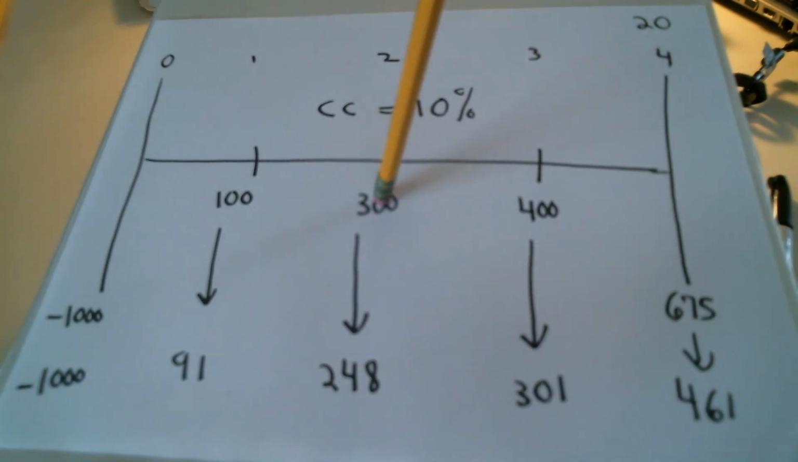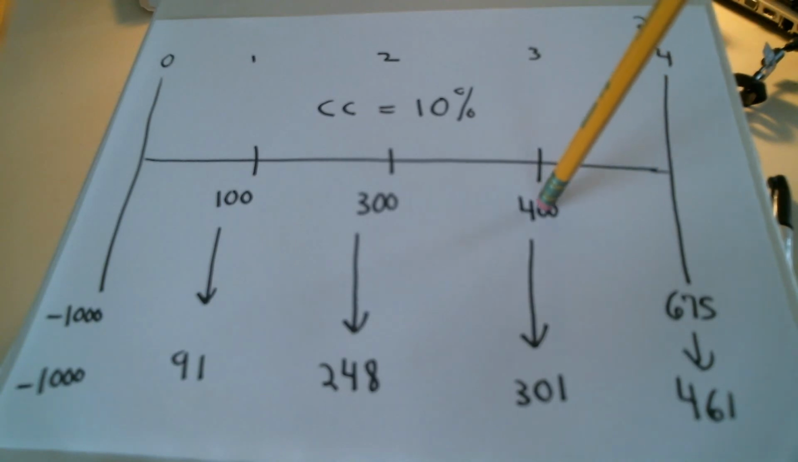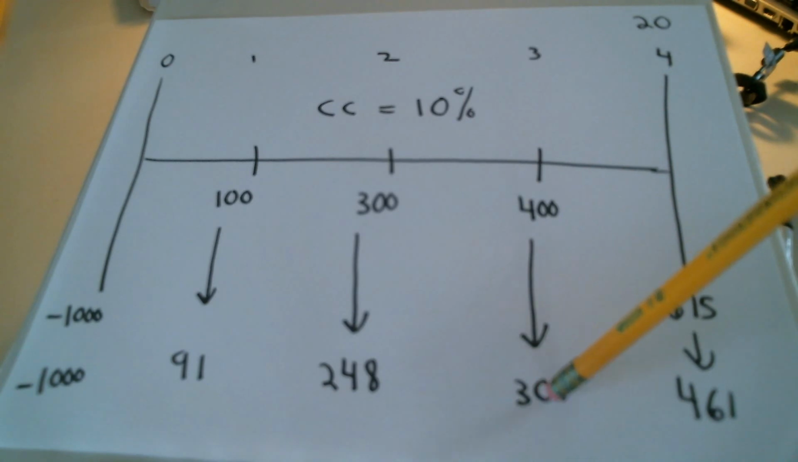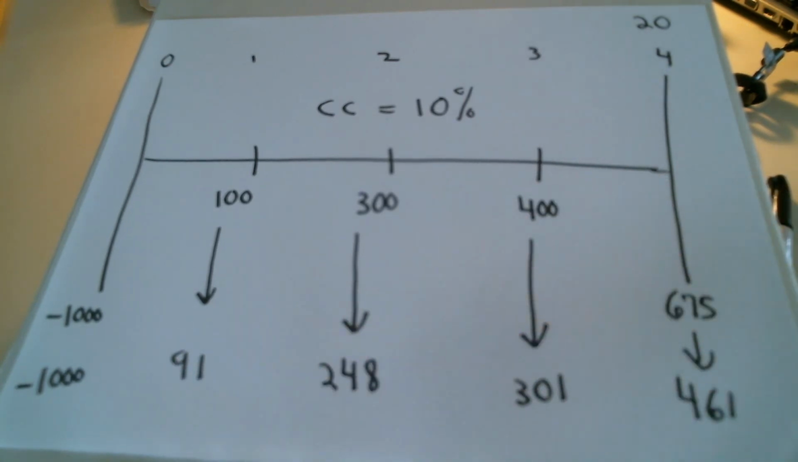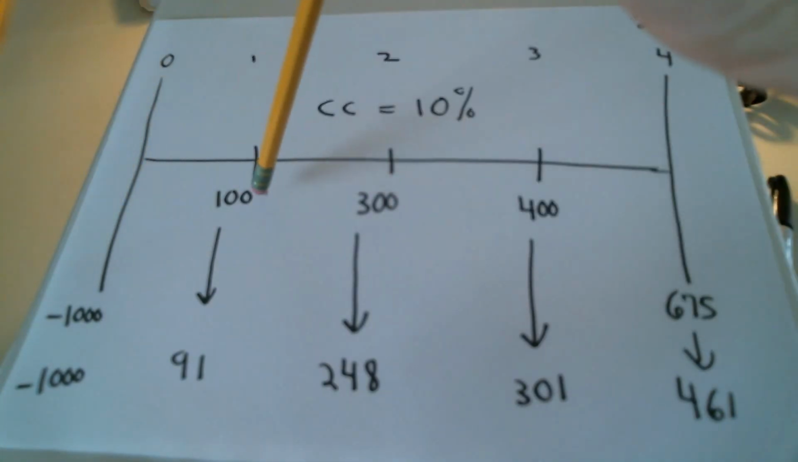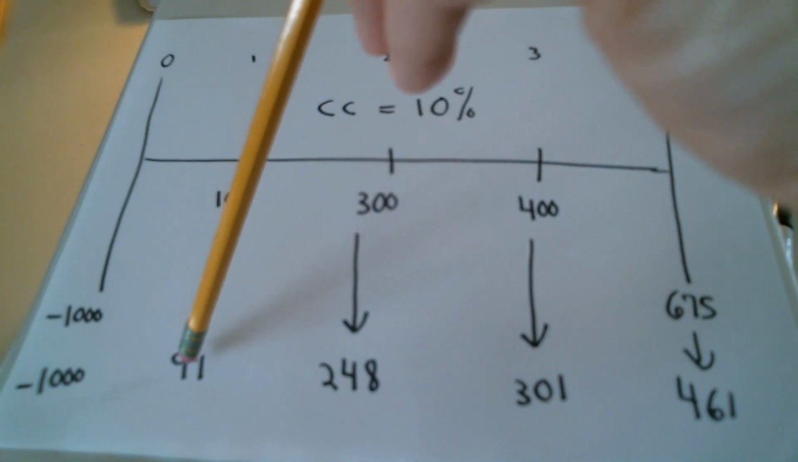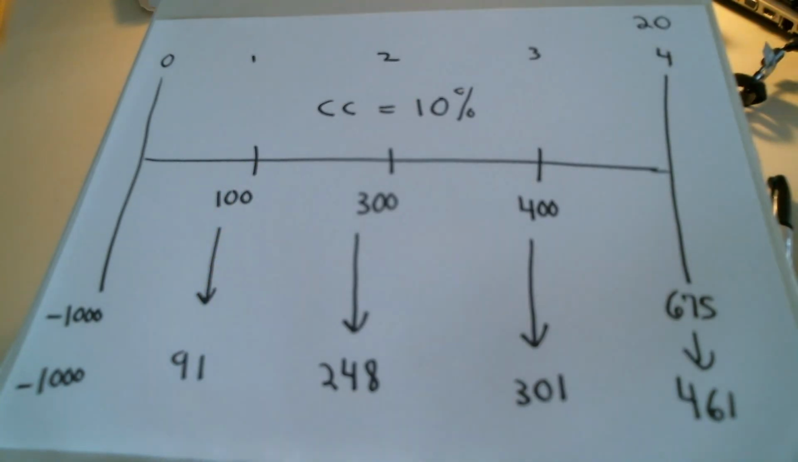$300 discounted at 10% for 2 periods is $248. $400 discounted at 3 periods at 10% is $301, and so forth. So these are the new amounts that we have to work with. Okay, they bring in the purchasing power. So if I owe somebody $100, and I pay them in a year, it has a $91 purchasing power.